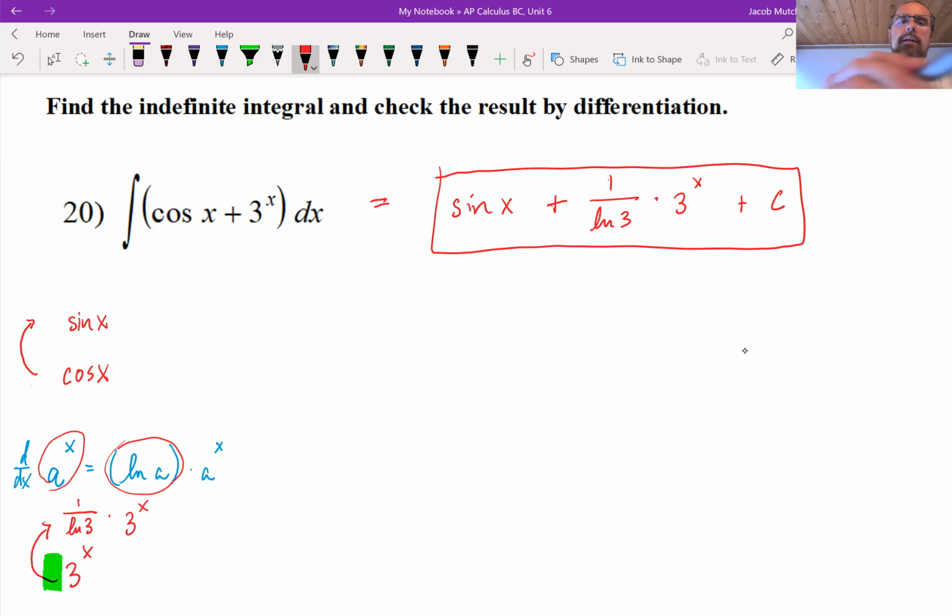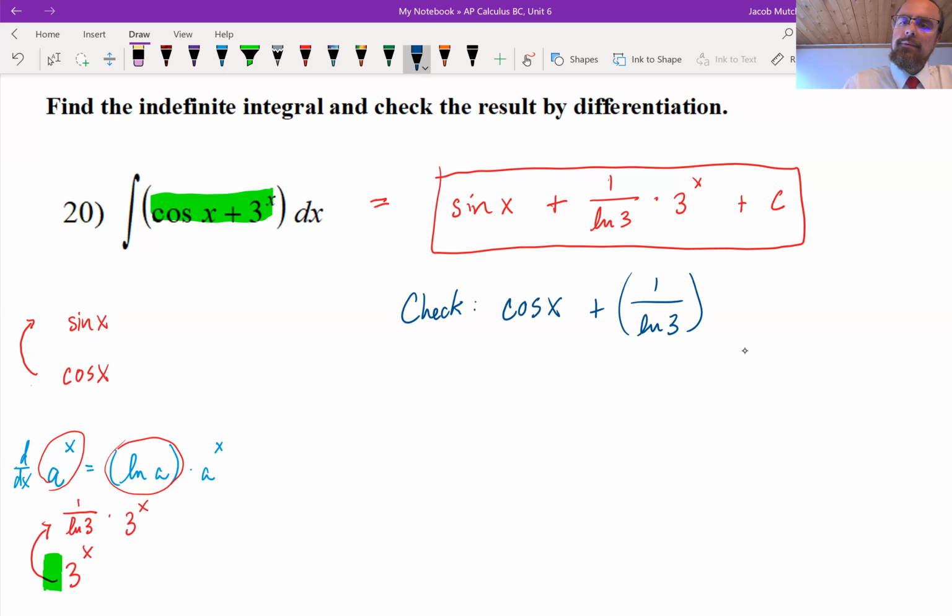Again, what we can do is check by differentiating this expression we just wrote to see if it matches back up with our integrand cosine of x plus 3 to the power of x. So we'll just run our check here. So the derivative of sine of x is cosine of x plus 1 over the natural log of 3. And then remember to take the derivative of 3 to the power of x. It's going to be natural log of 3 times 3 to the power of x. And then derivative of c is 0.